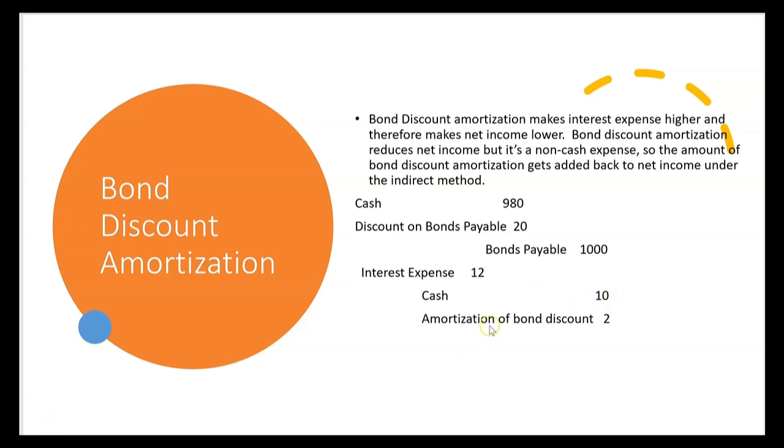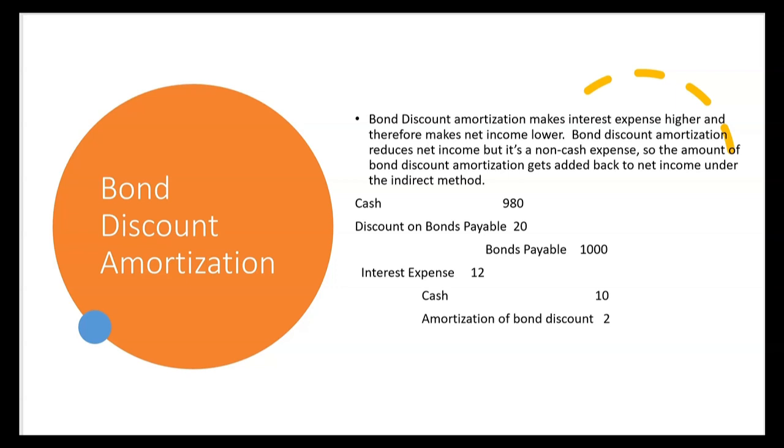So on the income statement, we subtracted 12 for interest expense. But now on the cash flow statement, we only want the cash paid, which is 10. The difference of 2 made net income go down. So that's why we're going to add back that 2. So add back the amortization of the bond discount to net income to arrive at cash flows from operations. And you might be wondering, what if this was a bond premium? Would it be the opposite effect?